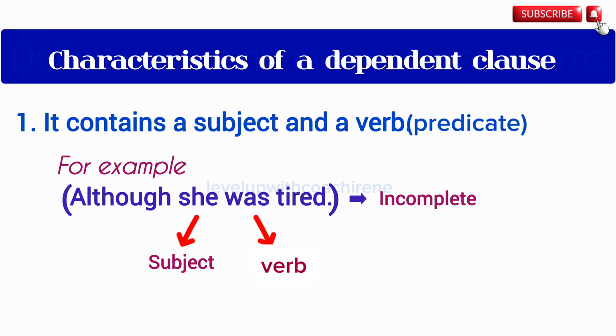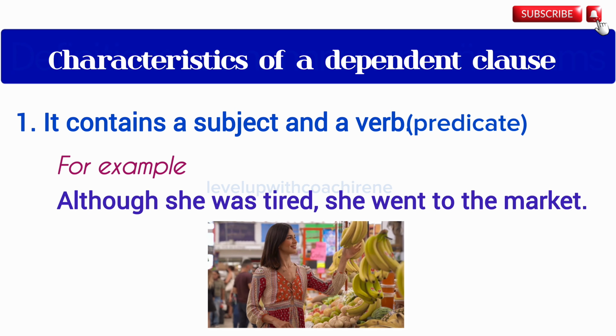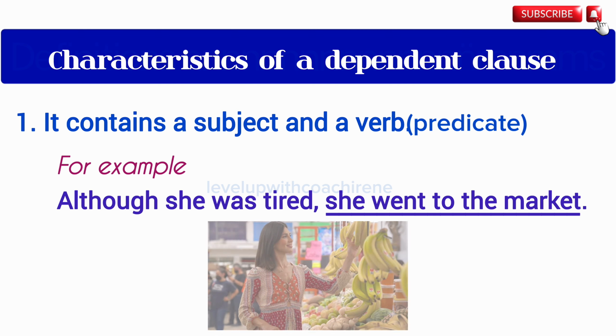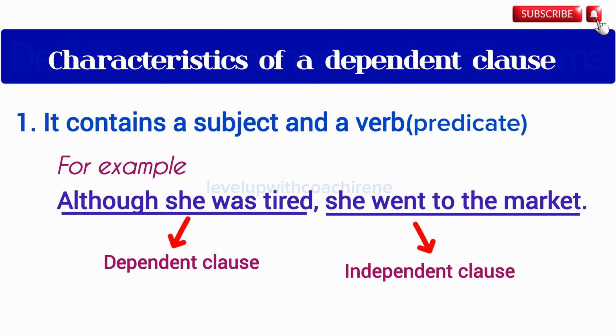I bet you would have wondered, what's next? Although she was tired, and so? So the sentence is incomplete. This makes it a dependent clause. However, if I say, although she was tired, she went to the market. She went to the market is an independent clause, and although she was tired is a dependent clause. Now the sentence is complete with the help of the independent clause.